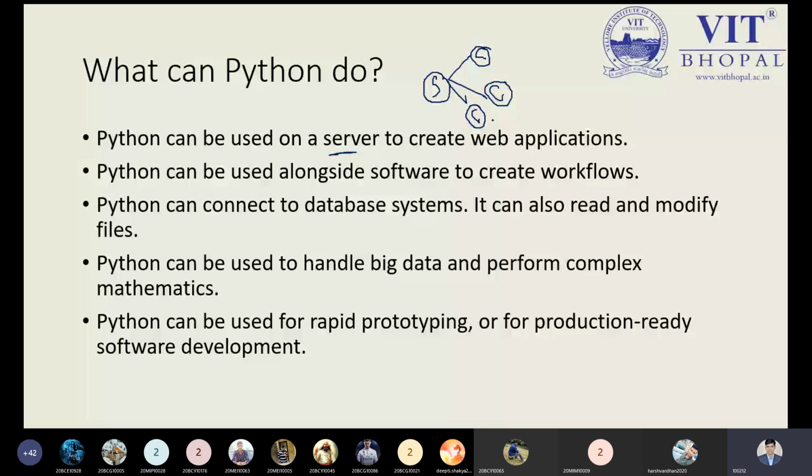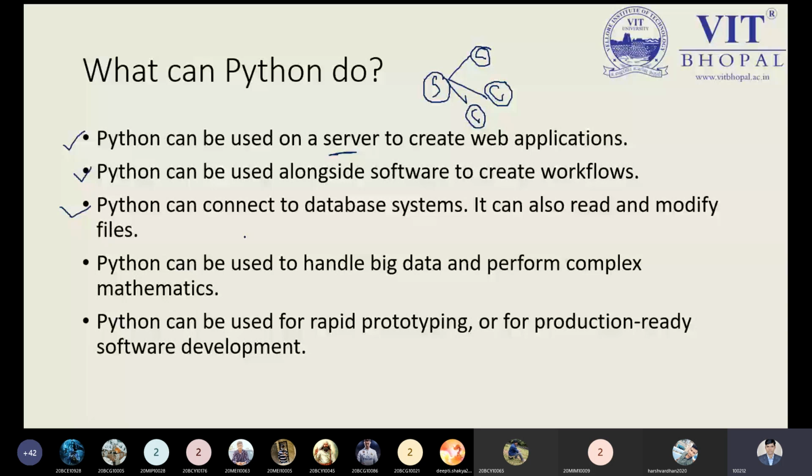Next point, Python can be used alongside software to create workflows, and it can be used for desktop applications. Suppose you want to develop a simple application to demonstrate a library tool or a room management application, then you can. And Python can connect to database systems. Suppose we have a web application and need to make a student record database, Python will help you. And how can we make a database through the Python programming language?